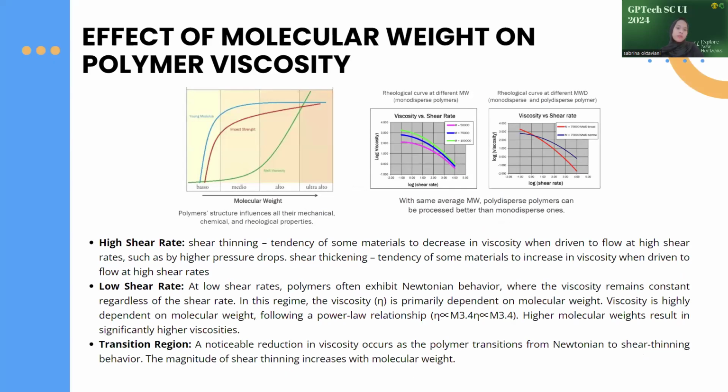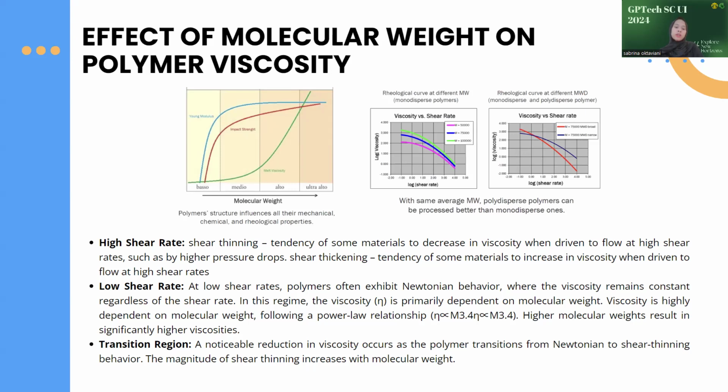Next is the effect of molecular weight on polymer viscosity. At high shear rates, shear thinning is the tendency of some materials to decrease in viscosity when they are driven to flow at high shear rates, such as by higher pressure drops. Shear thickening is the tendency of some materials to increase in viscosity when driven to flow at high shear rates.